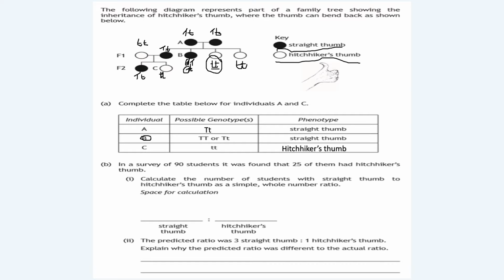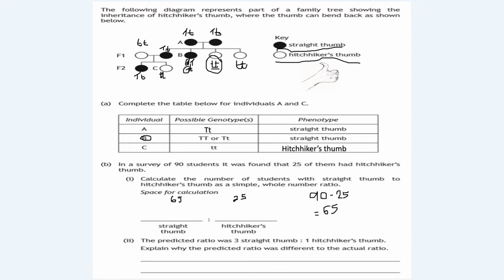So the next question, we know that a total of 90 students were surveyed and 25 of them had hitchhiker's thumb, so we need to work out how many were straight thumbed. So you've got to do 90 take away 25, which will give you 65. So then you'll get a ratio of 65 for straight thumb and 25 for hitchhiker's thumb.